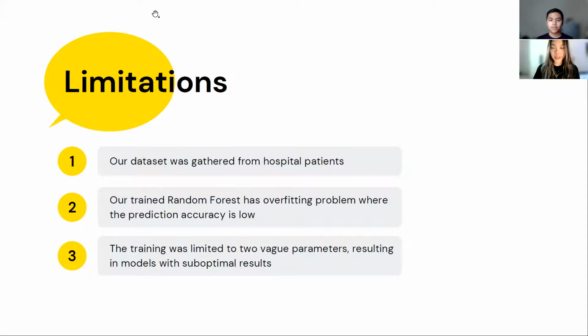Start? Let's go. So, of course, our project still has limitations to the processes and the results. First of all, our data set was gathered from patients that went to the hospital to be checked or treated. So it doesn't represent people that actually have heart disease, but decided not to go to the hospital due to their own reasons. Second of all, our trained random forest model has an overfitting problem where the accuracy of its prediction on other data sets other than the training data set is low. Moreover, the rest of the models during training have suboptimal results. Our hypothesis is because we are trying to predict whether or not someone has heart disease based merely on two vague parameters, which are sex and age. If one is trying to build such a prediction model, the medical parameters we dropped previously, like resting ECG, cholesterol level, and so on, shall necessarily be taken into account.